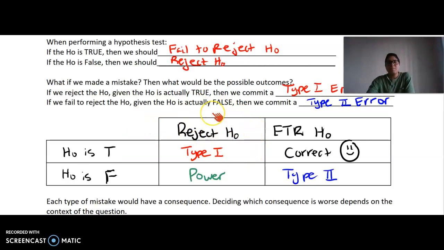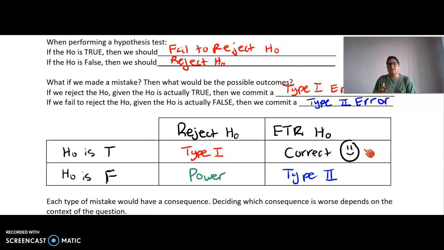Either you reject the null hypothesis or you fail to reject the null hypothesis, and either the null is true or the null is false. So assuming that the null hypothesis is true and I reject it, that's going to be a type 1 error. Now, if it's true but we fail to reject it, then we've made the correct decision. No fancy name here, it's just the correct choice. Now, let's assume the null hypothesis is actually false. Well, if I reject the false claim, there is power in doing so. But if I fail to reject the false claim, we now commit a type 2 error.